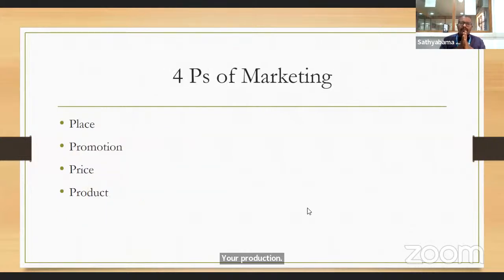The main 4 P's of marketing. Where should I market? Everyone speaks about how I have to do marketing. So what are the 4 P's of marketing? First is place. You have to choose who is the target customer.